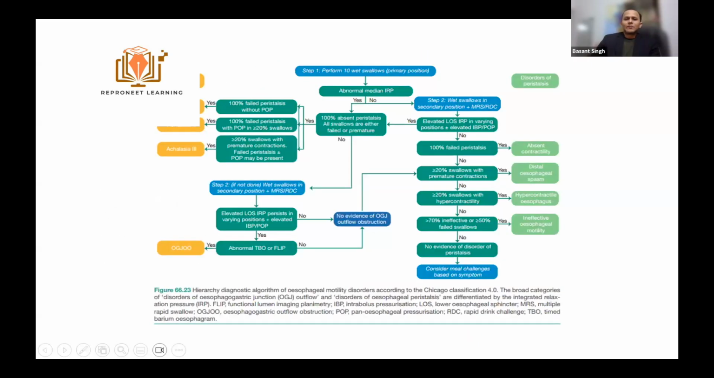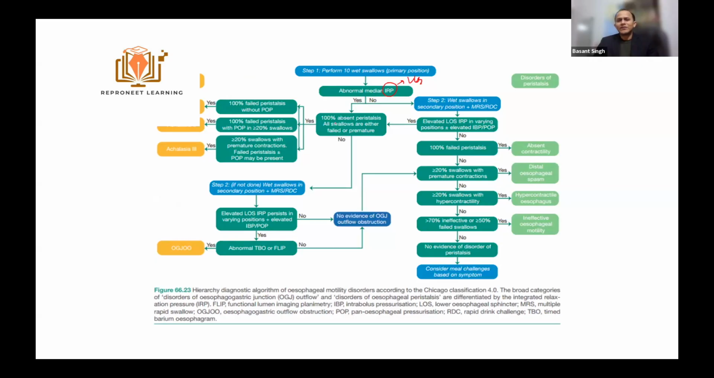If you read your Bailey and Love, and this is your Chicago 4.0 classification, this is what they have done. First you see the median integrated relaxation pressure, which is measuring your lower esophageal sphincter. Is it elevated? Is it normal?